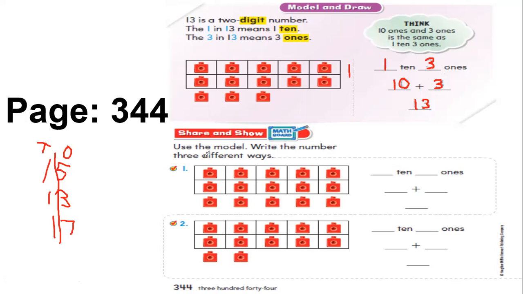Now, use the model, write the number 3 different ways. So we are going to write the numbers in the 3 different ways. I have question number 1. Now look, how many box here I have? The 10 frame. How many 10 frame I have? Just one 10 frame. So I'm going to take 1 ten and how many ones? Count the ones which are outside the 10 frame.